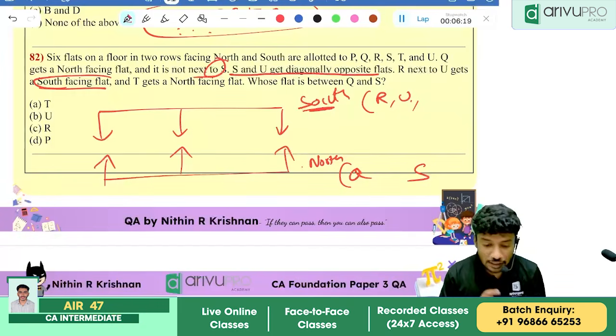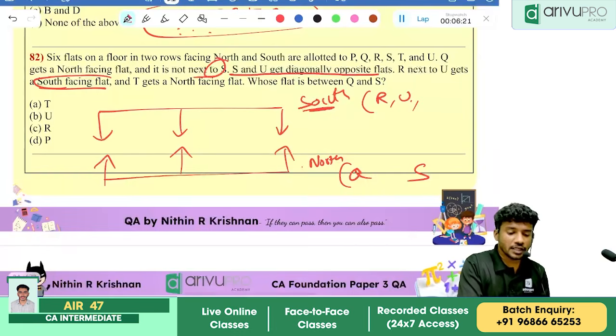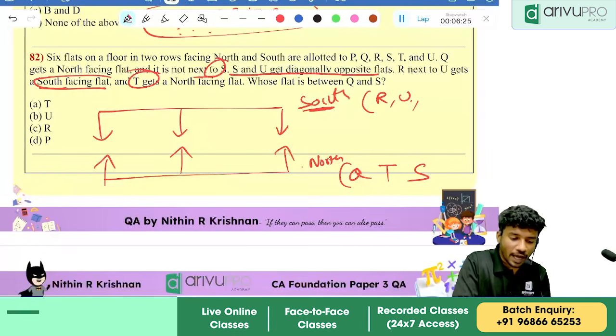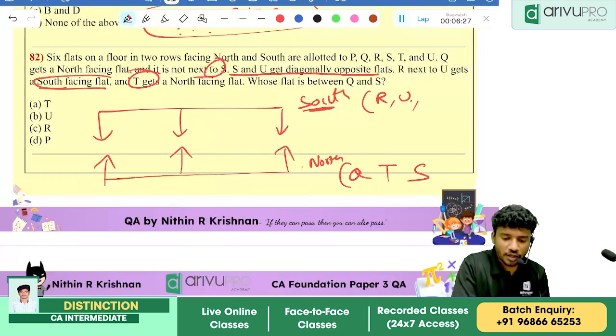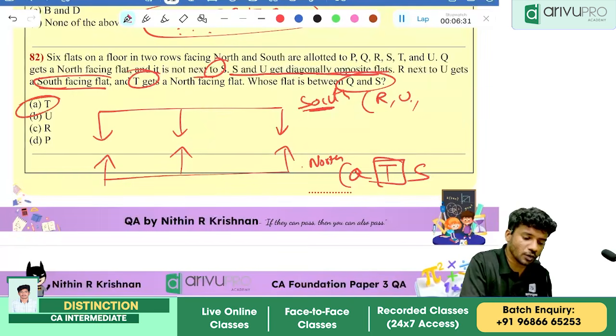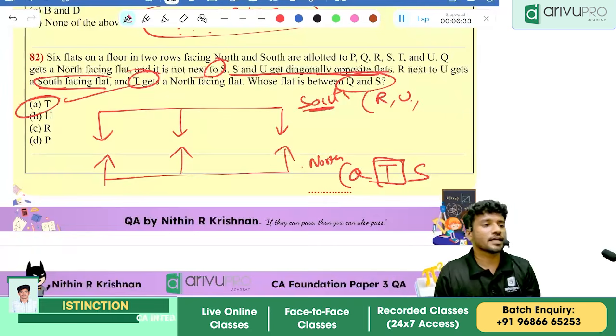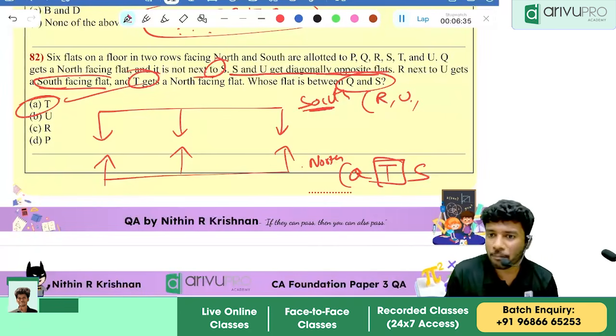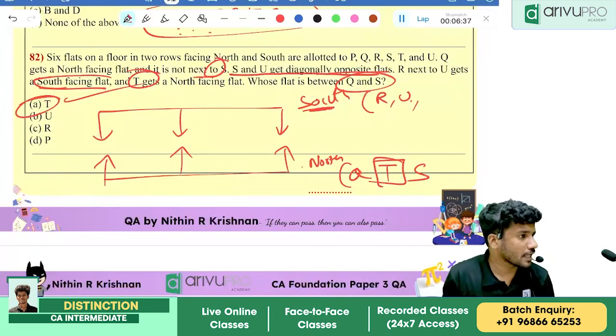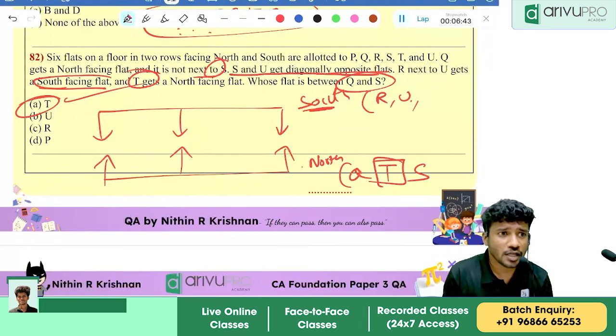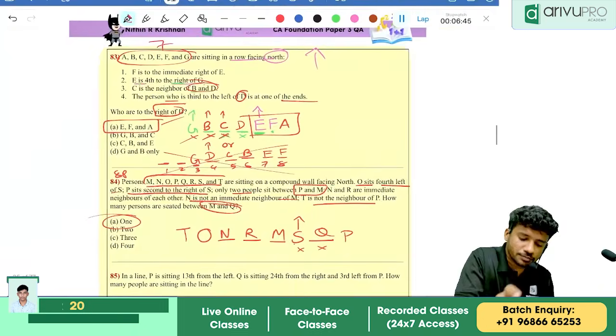That is important. Now who is remaining? The T gets a north facing flat. T will be here. Since Q and S cannot sit together, who will be the middle in between Q and S? Answer is what? T is the answer. That is directly given over here. Done now? Can I go forward? Everyone? Done? Yes. Next one.